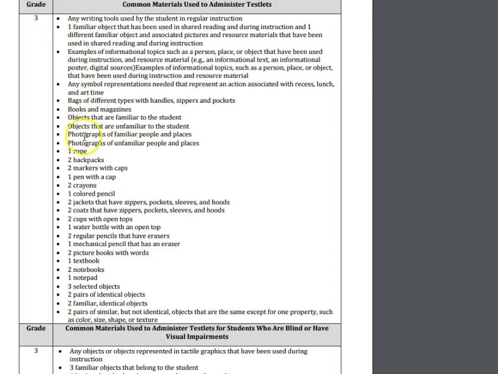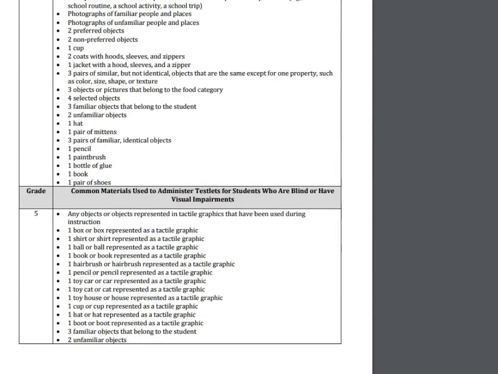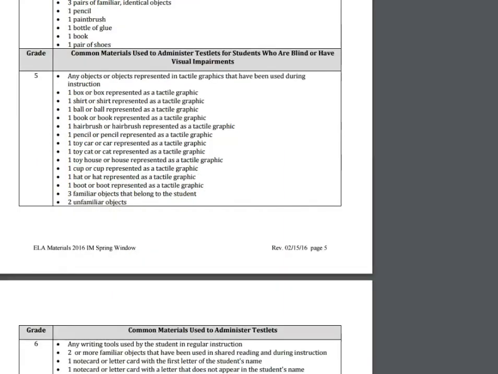Here I am in 3rd grade. Photographs of familiar people, rope, backpacks, markers, crayons, different things that might be used as manipulatives as you work through some of these testlets with your kids. We can look at various grades here. Here's 5th grade. A ball, a book, toy cars, just different kinds of items that may come up.